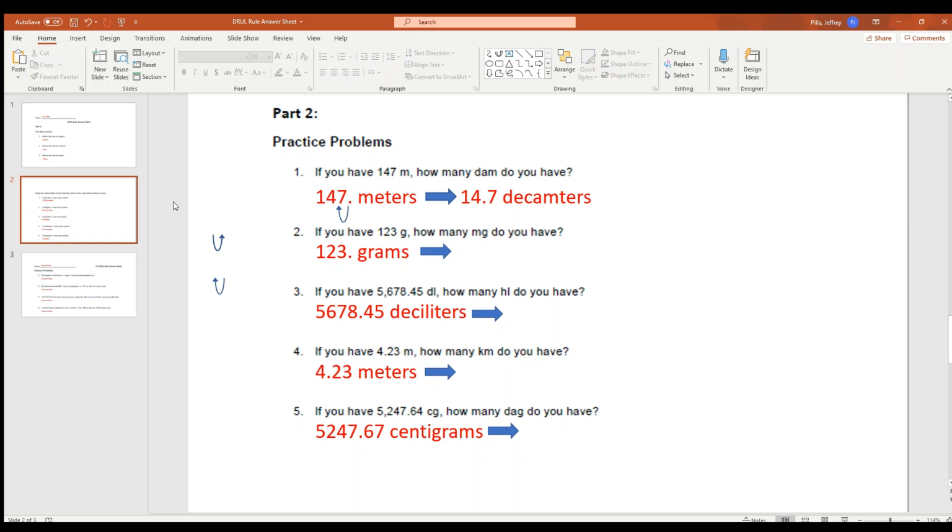So, the answer to the first question is 14.7 decameters. Again, we started with 147 meters. We wanted to see how many decameters we had, so we had to figure out what direction on the staircase we were going. We went up, and because we went up, we had to move our decimal to the left, and because we only went up one step, we only had to move the decimal place over one step. Okay? And when we did that, we came up with 14.7 decameters.